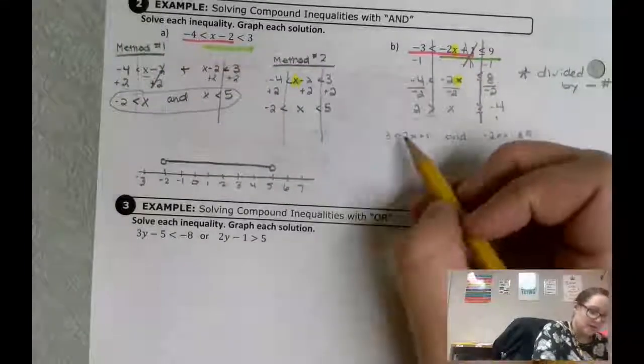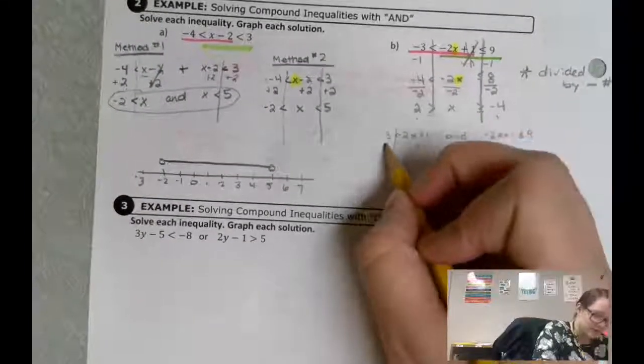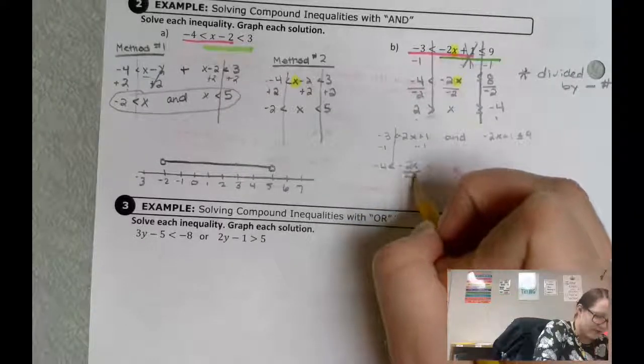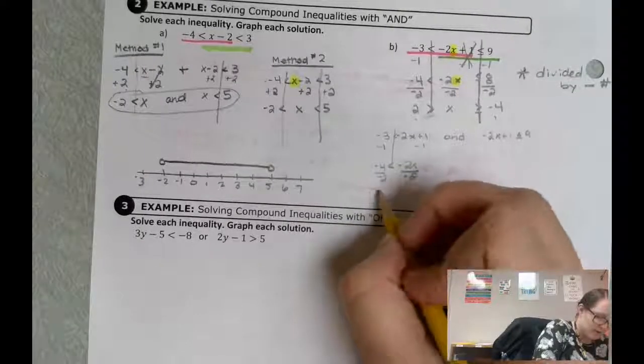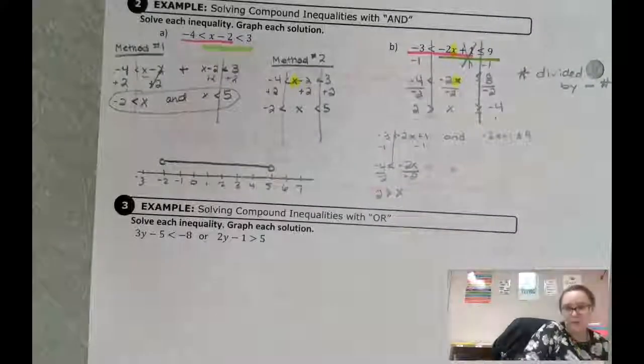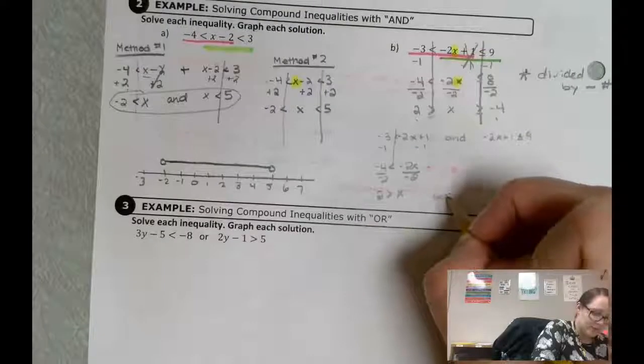Now, if you wanted to split it the other way, again, you do the same thing. You just subtract 1. We get negative 4 is less than negative 2x. Divide by negative 2. Divide by negative 2. We get 2. Our sign flips because we divided. So you can do it both ways. Okay?